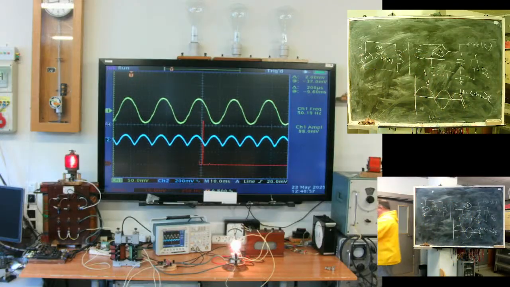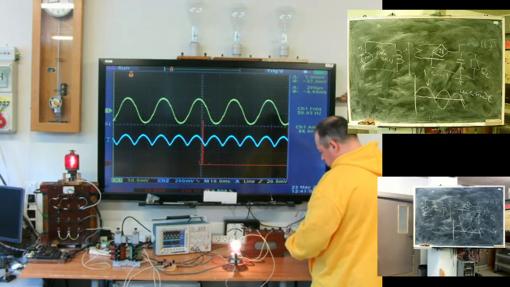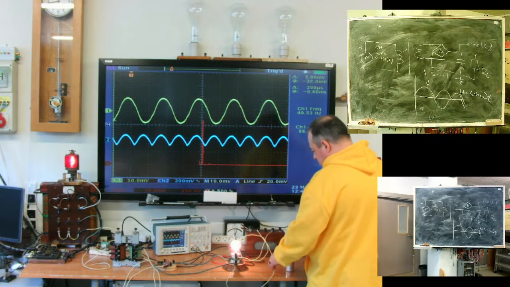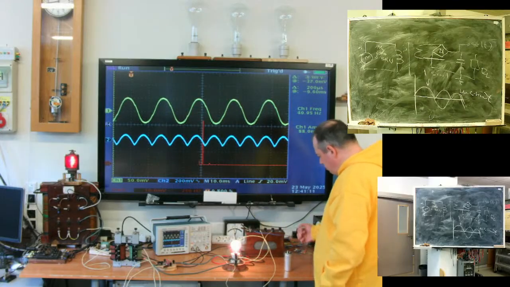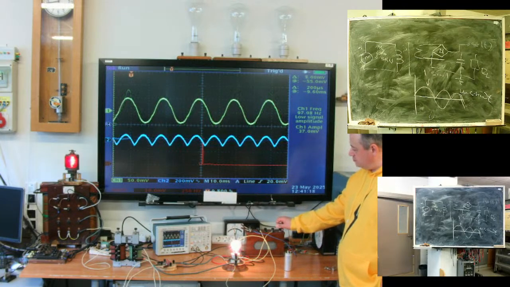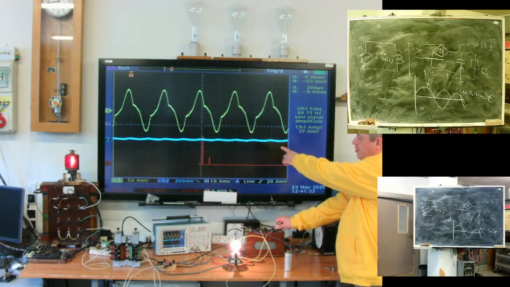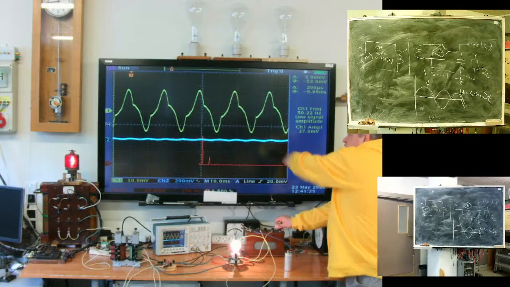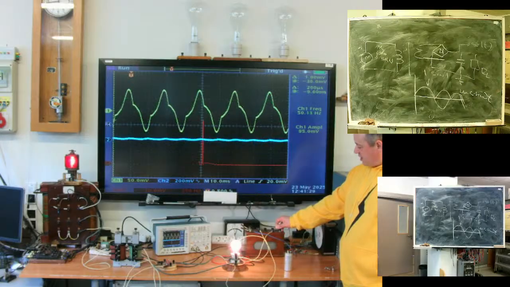Filter. We need to add a filter. You can see the voltage increase, the quality of DC improves, but what happens with the primary current?